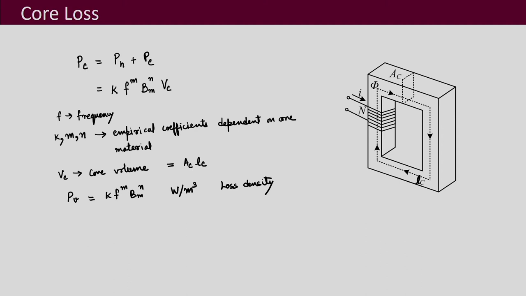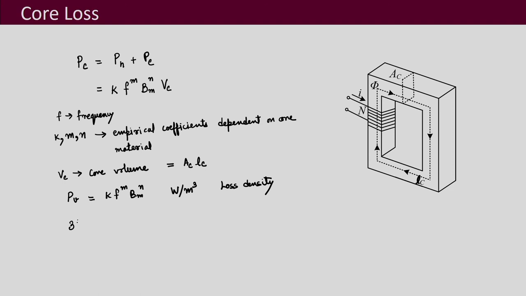Okay, the manufacturers of the cores usually give you the core loss density instead of the actual loss. When you have a particular material, we test for the material, and from that we get to know the values of K, M and N. Depending on the frequency and the flux density, we can obtain the core loss density, and then depending on the core size we can obtain the total core loss that may be happening in that particular core.